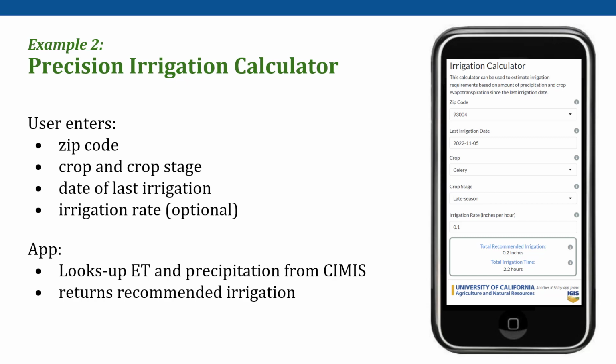The user of the app will go to the website, enter their zip code, pick their crop and the crop stage, and the date of the last irrigation, hit run, and then the app will query the weather data from the closest CIMIS station, get the reference evapotranspiration and precipitation since the last irrigation, do some relatively simple calculations, and display the results. It's nothing fancy. You could do the same kind of thing in Excel, but it would be a lot more tedious, and it's based on solid science and is really very useful for irrigation.